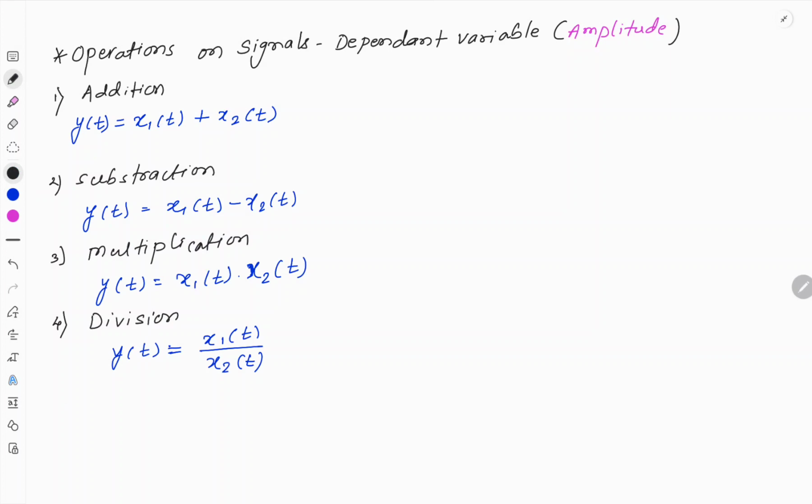The next operation is integration. In this operation, we are going to integrate the signal to get the corresponding signal y of t equal to the integration of x of t with respect to time, dt.